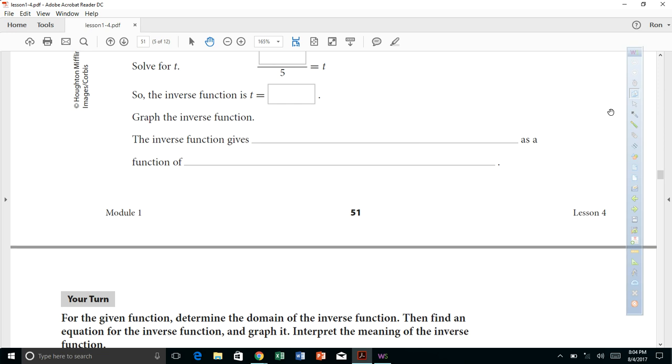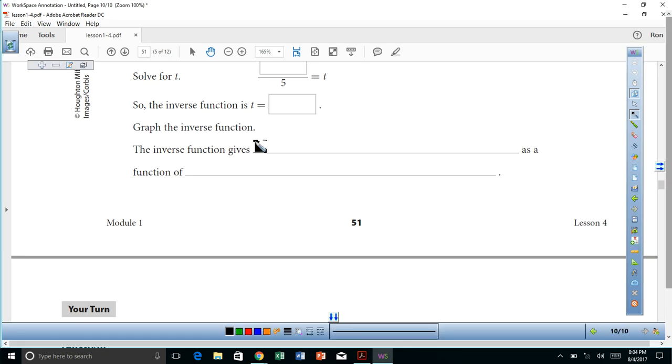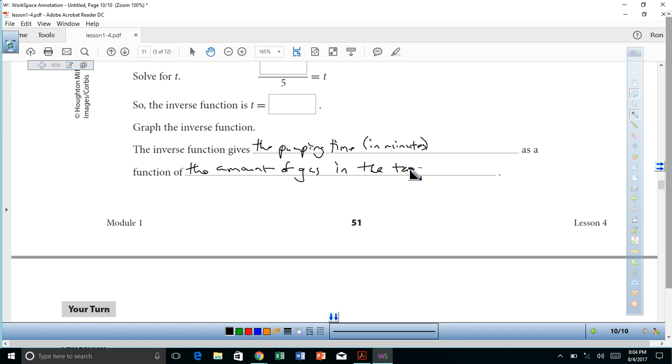The inverse function gives the pumping time in minutes as a function of the amount of gas in the tank in gallons.